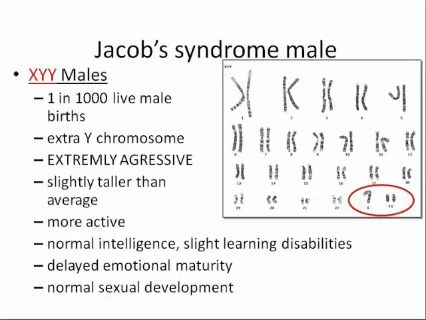They're usually slightly taller than average, they're more active, they have normal intelligence, they might have slight learning disabilities, they have delayed emotional maturity, which often leads to them being extremely aggressive, but they have normal sexual development, so they should be able to have children.